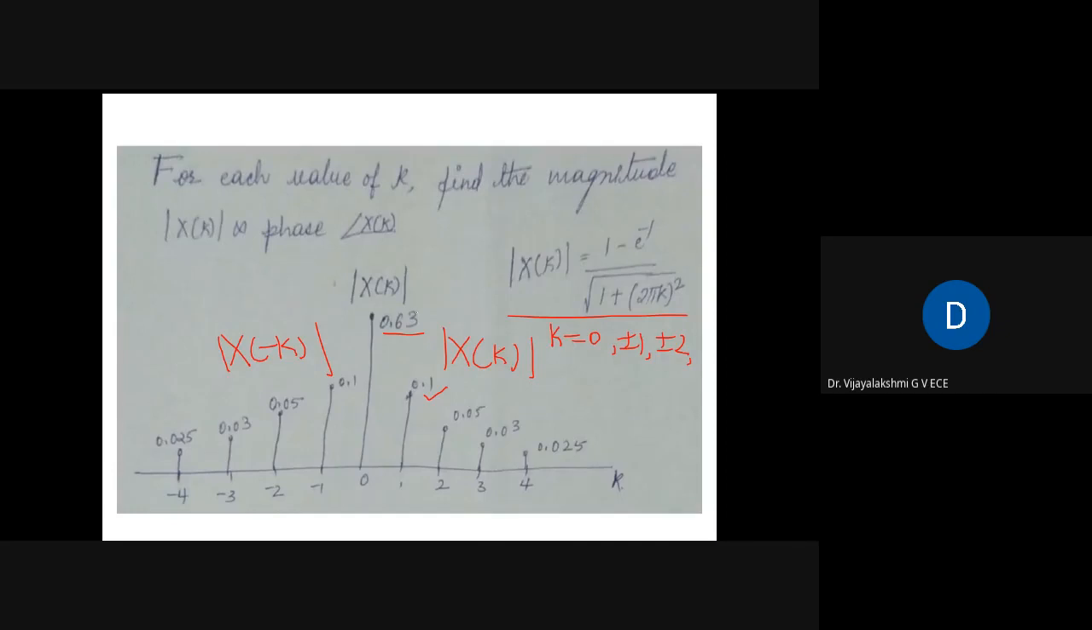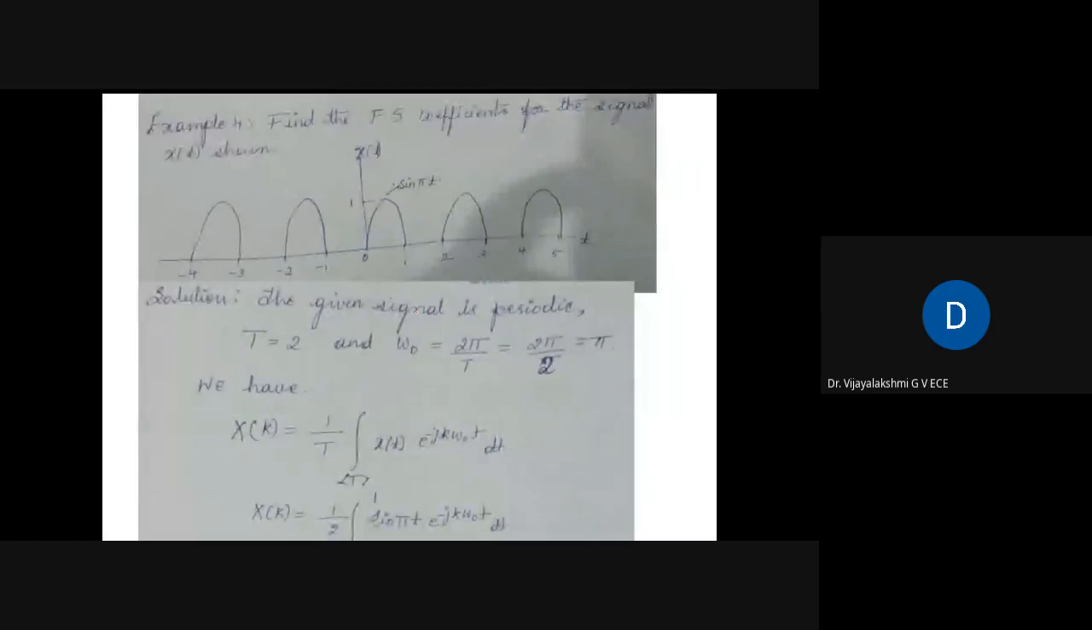So let us continue. This is another problem where once again the graphical representation of the given signal is provided to you. So you need to find out the Fourier series coefficient for the given signal. So first thing, identify whether the given signal is a periodic signal. Yes, you can observe from the signal that it is a periodic signal. If it is periodic, you need to find out what is the period of repetition, that is, what is its fundamental period.